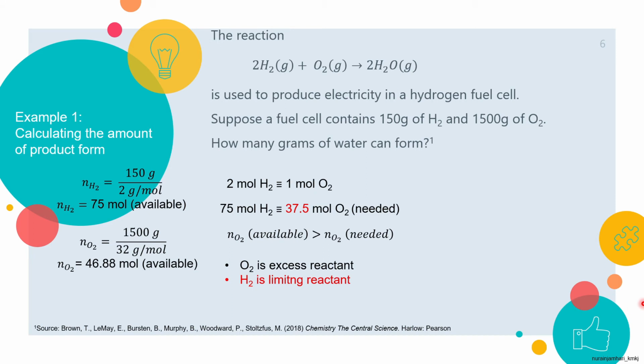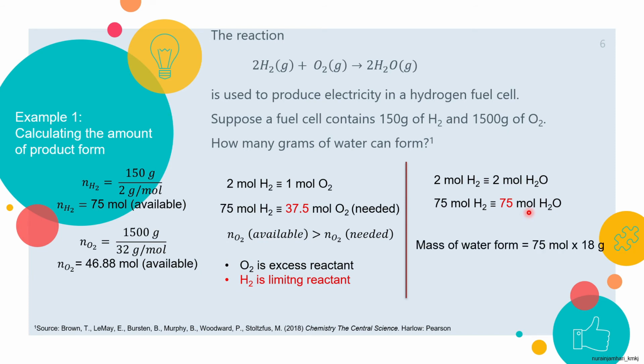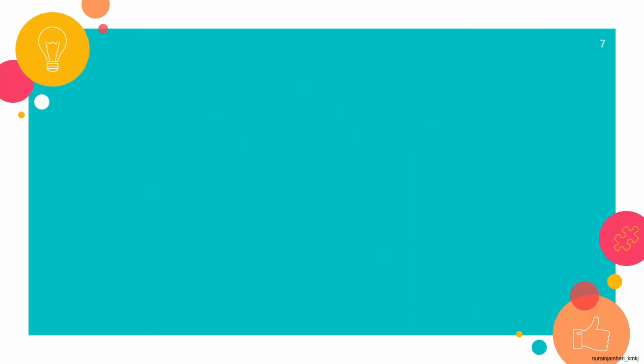After we find the limiting reactant, now we can calculate the mass of water stoichiometrically. Based on the equation, 2 mole of H2 will produce 2 mole of H2O. 75 mole of H2 will produce 75 mole of H2O. So the mass of water formed is 1350 grams.